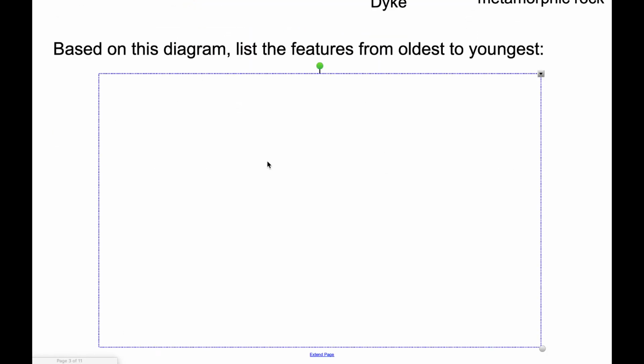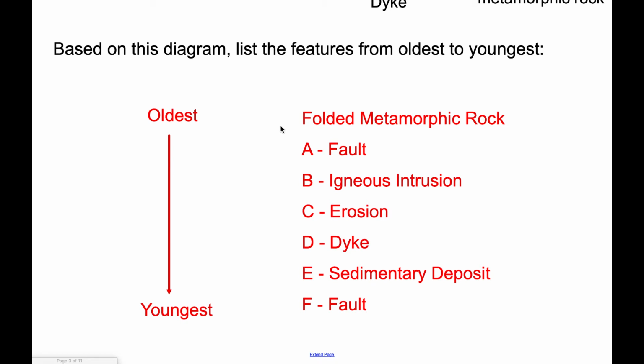So listing these out, hey, they're alphabetical. Our oldest rock is the metamorphic rock. All of the other features go alphabetically, ending with F, which is the fault.